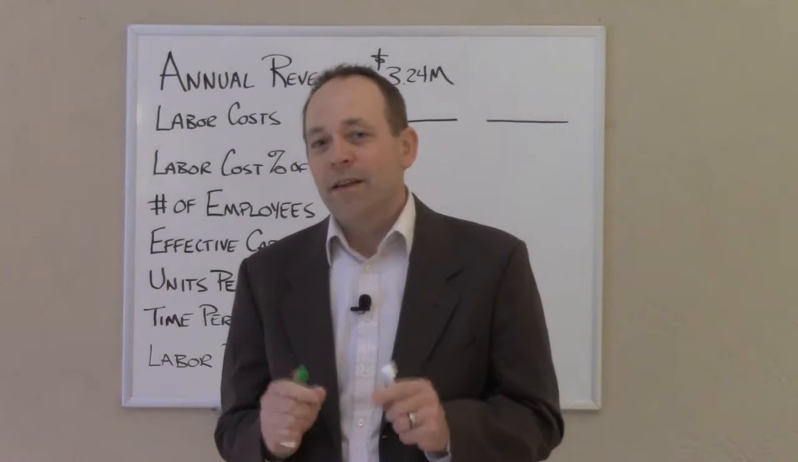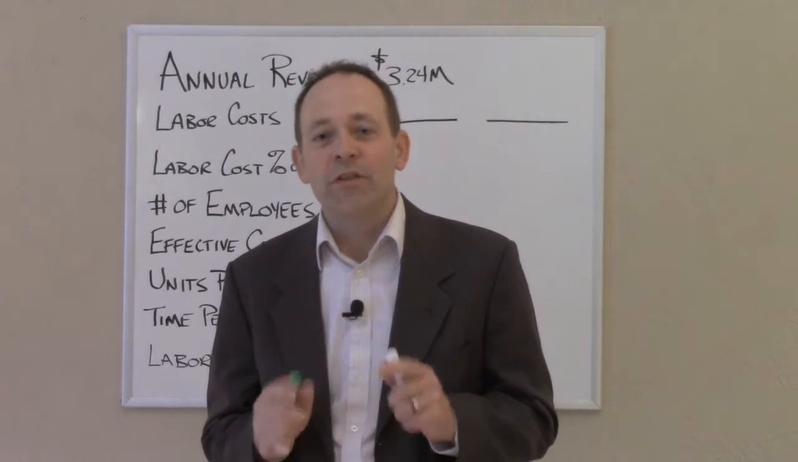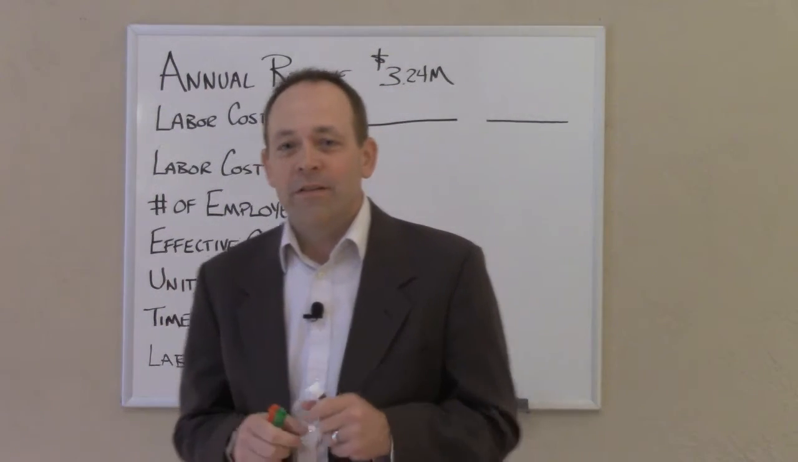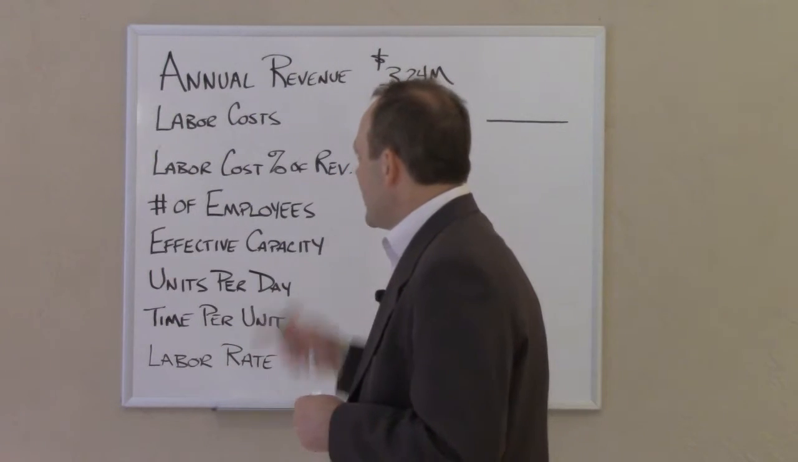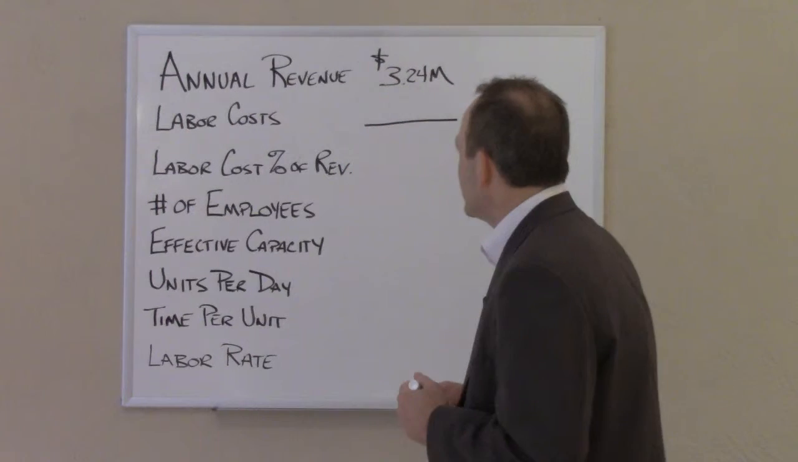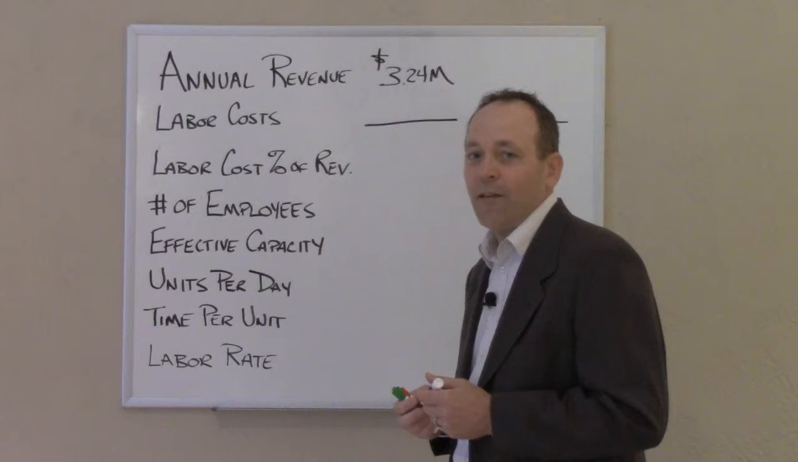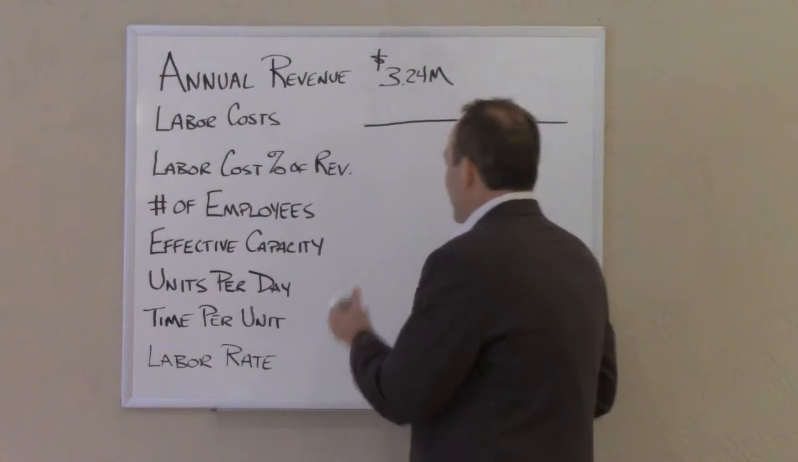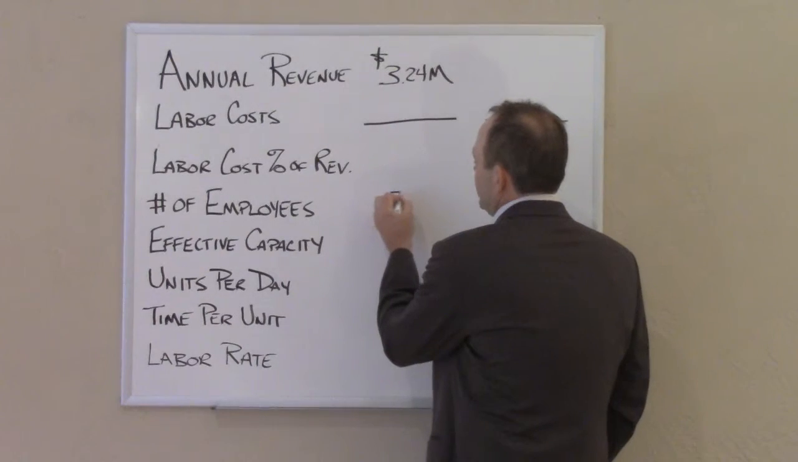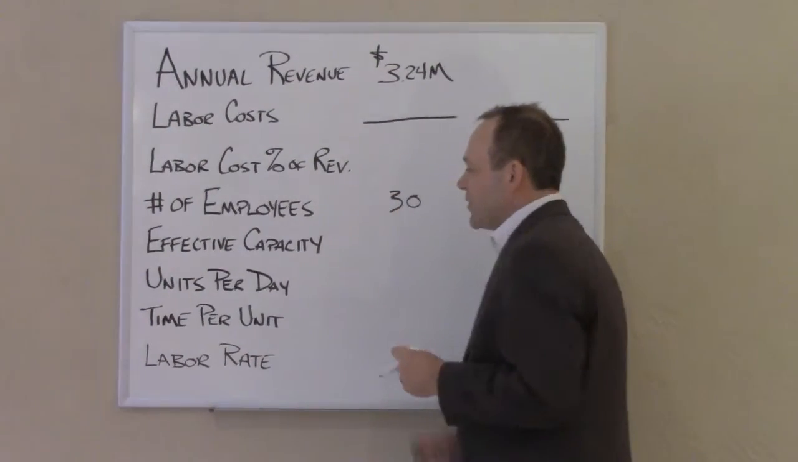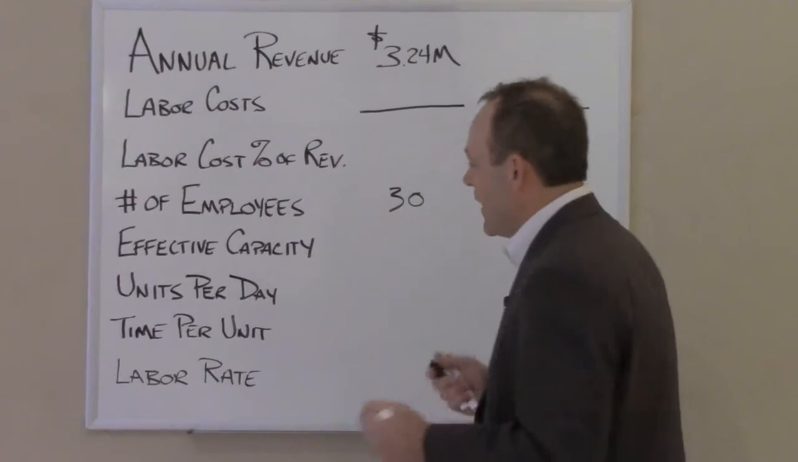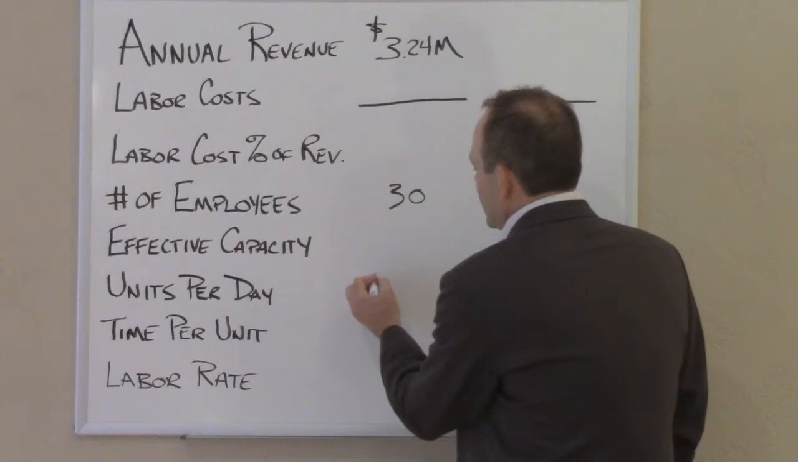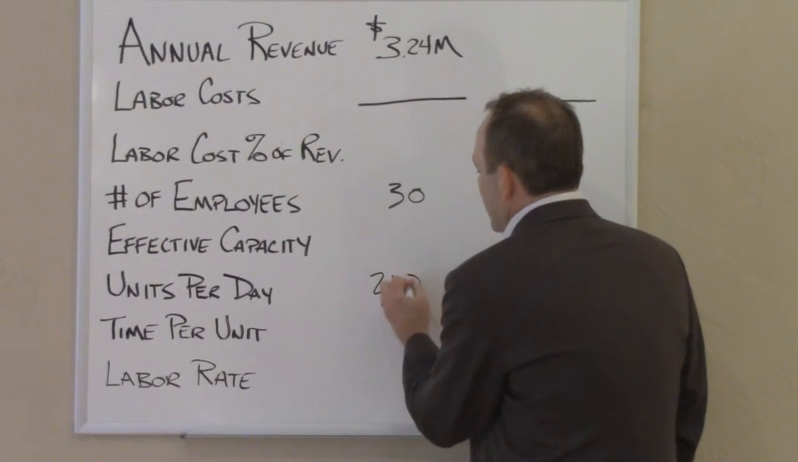So we want to take you through a quick example to show you just why this is so important. So stick with us here. Okay, so we're going to talk about a company that has revenues of $3.24 million per year. And in order to support that level of revenue, they have 30 employees. And of course, they have to produce something to generate that revenue, and we call it units per day. And in this case, they're producing 210 units per day.